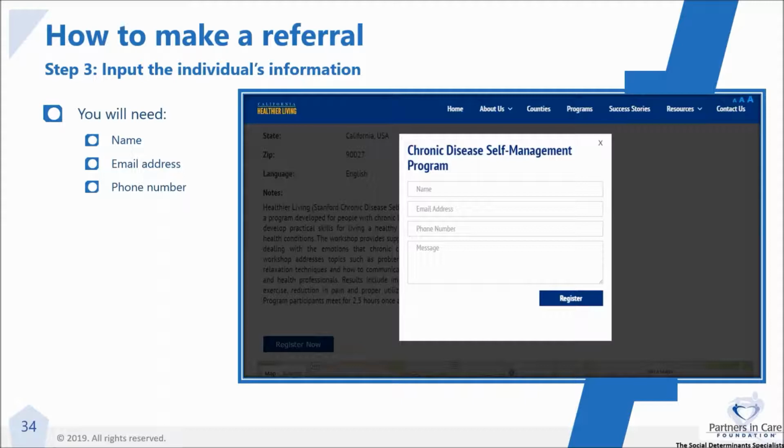So it's a pretty great resource for you to see who in your community is providing these programs, how widely they're provided, and to refer people into them.